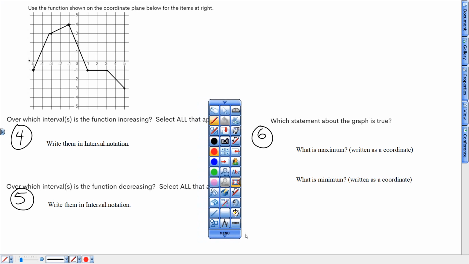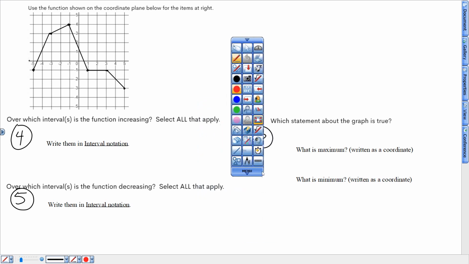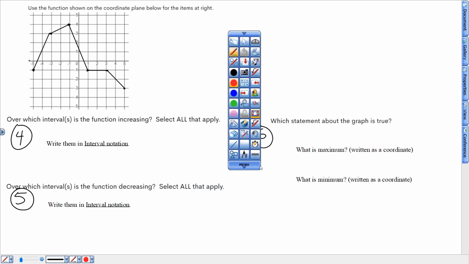Increasing, decreasing. These are multiple choice, but I'm just going to have you straight up answer them. So increasing is going uphill from left to right. Decreasing is going downhill from left to right. And you describe those intervals using these x-axis numbers to describe that interval where that data is going from left to right and going uphill.